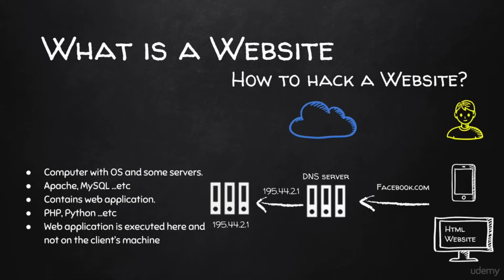Now, let's translate this into our example. In our example, we're going to be targeting the Metasploitable machine. So our web server is going to be the Metasploitable machine, and we're not going to be using a DNS server, so we're not going to be using a name like facebook.com. We'll be accessing the website directly using its IP address.